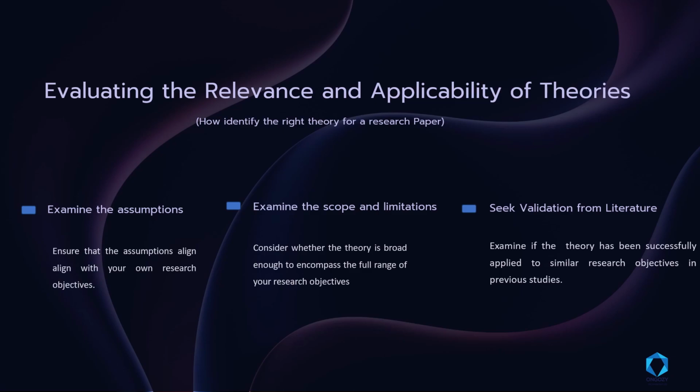Yes. And then number three, seek validation from literature. How? Examine if the theory has been successfully applied in similar research objectives in previous studies. Are there people who have used this theory to explain their studies in the area of your topic, in the area of your research? Has this theory been used successfully? That is how you find a relevant and applicable theory for your study.